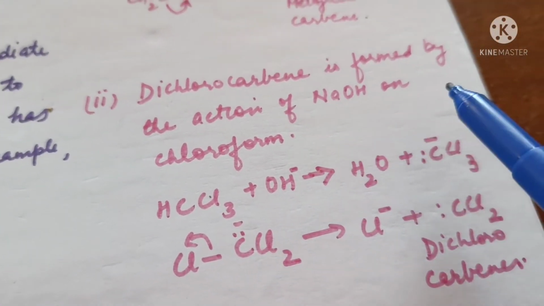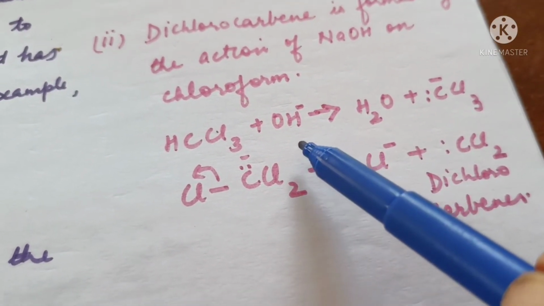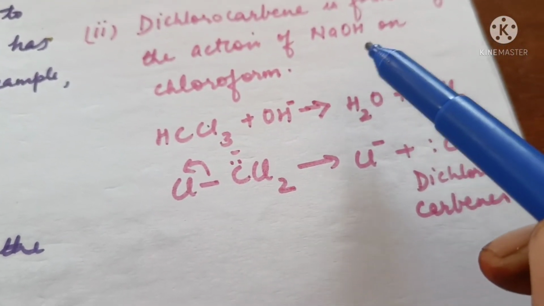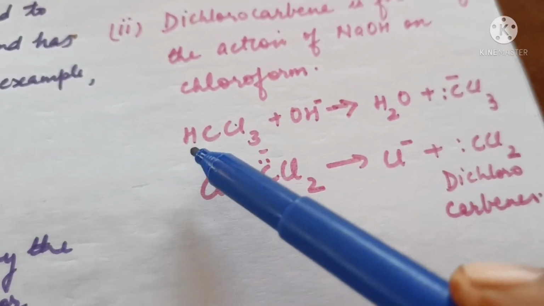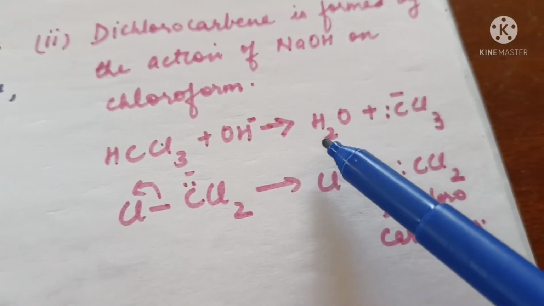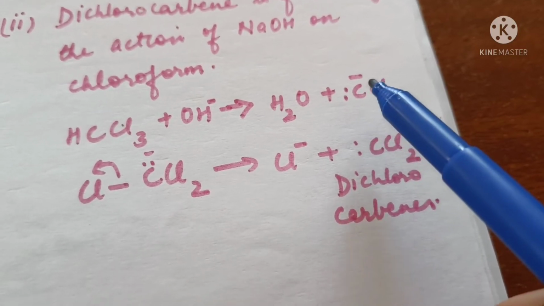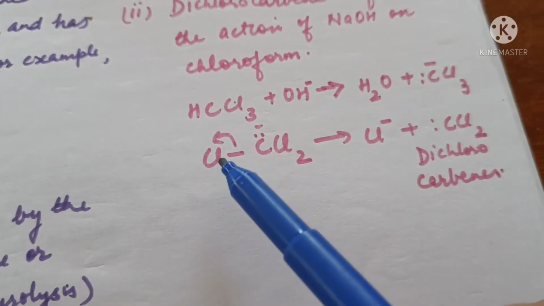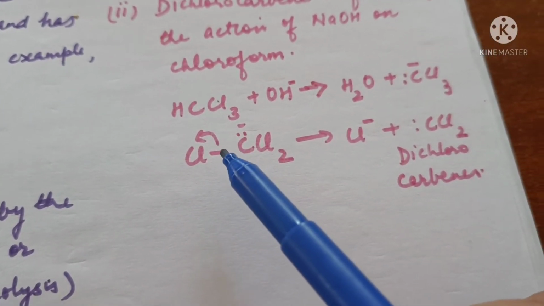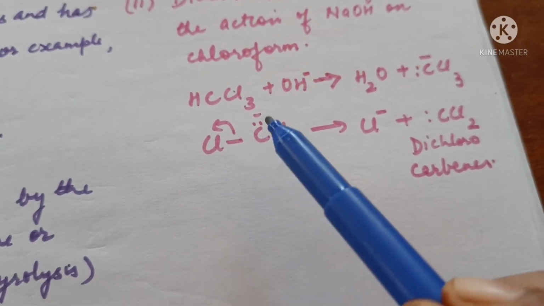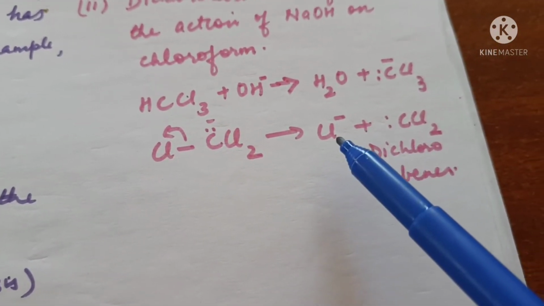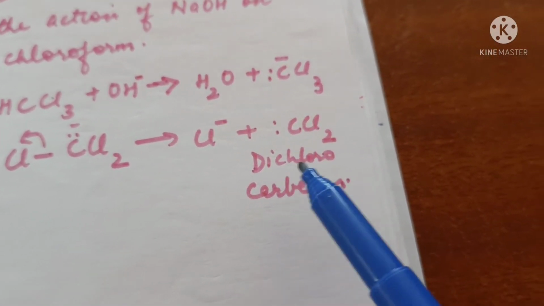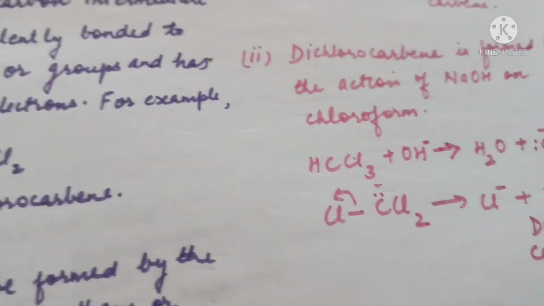Similarly, dichlorocarbene is formed by the action of sodium hydroxide on chloroform, CHCl3. The OH negative ion released by NaOH will take away the H of chloroform to form water, and a negatively charged CCl3 anion is formed. In this anion, chlorine being more electronegative will take the pair of electrons to itself, thereby getting released as chloride ion, and CCl2 with a lone pair of electrons, that is dichlorocarbene, is formed.